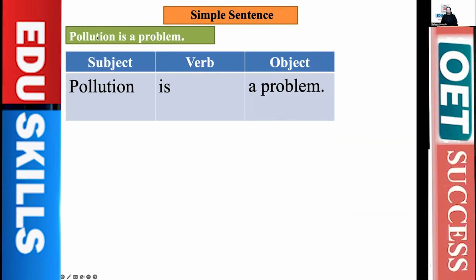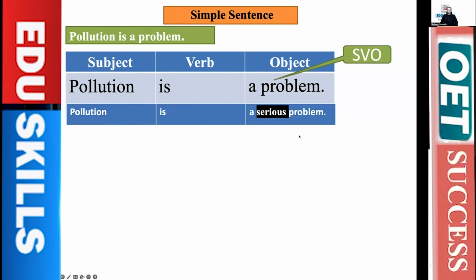Now you see, pollution is a problem. A simple sentence doesn't mean it is short. It can be very long, but I'll tell you why it is simple. You might have seen some of my sentences were 1.5 lines, more than a line, when I prepared my simple sentences about the Mavis Brampton case note. Now you see, pollution is a problem. Pollution is the subject, is the verb, and a problem is the object.